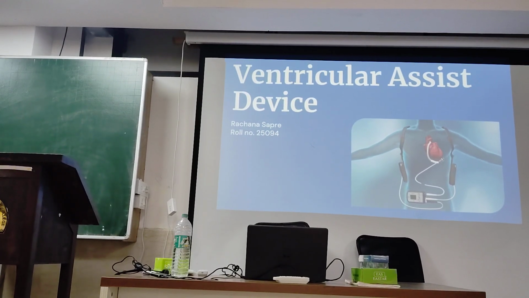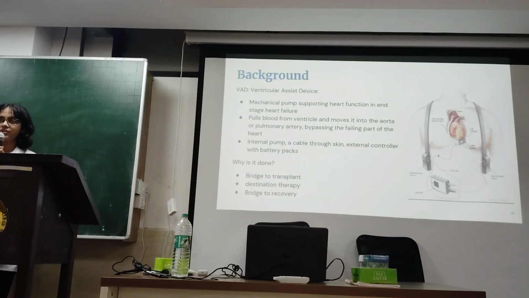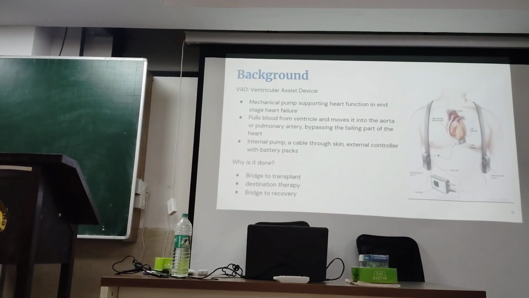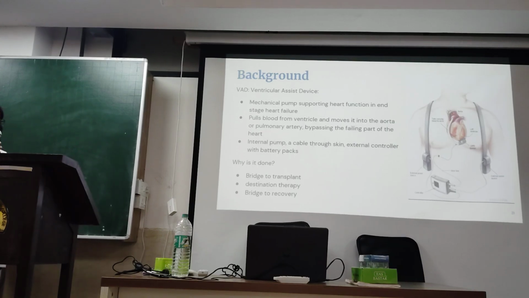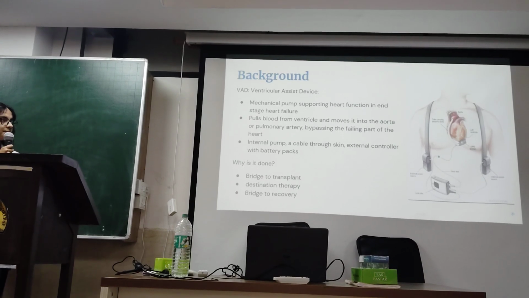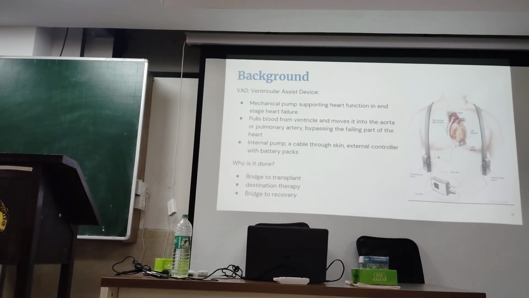Today I'll be talking about ventricular assist devices. So what is a ventricular assisting device? It's a mechanical pump supporting heart functions in end-stage heart failure. So when there's heart failure, the heart is too weak to pump blood efficiently on its own. So we need a separate device for it. So the ventricular assisting device pulls the blood from the ventricle and moves it to the aorta or pulmonary artery, bypassing the failing part of the heart.